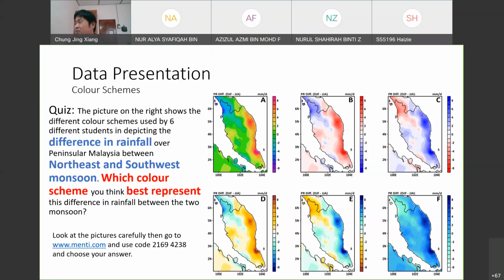Okay, so in some situations, people might use C. Maybe B is probably still fine. But the common color scheme people use should be brown and blue. Okay, so did you make the right choice?